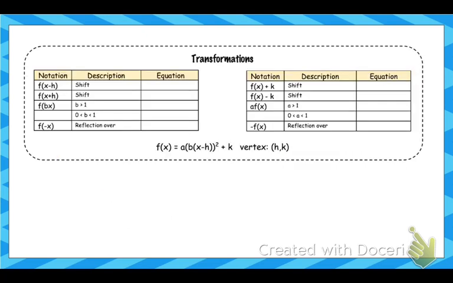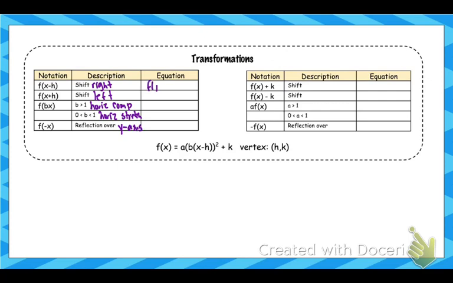And again, this is the chart that you guys are going to see over and over and over again. So f of x minus h, hopefully we remember it hasn't been that long, shift right. Plus h, shift left. If b is greater than 1, horizontal compression. If b is in between 0 and 1, horizontal stretch. F of negative x, reflection over the y-axis.